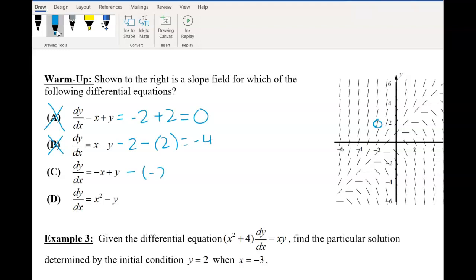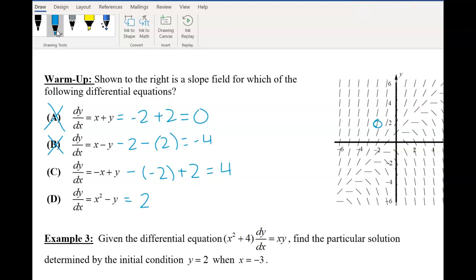Here we have a negative. That becomes 2. 2 plus 2 is... Okay, so now C is a potential choice. And then similarly in D, you have -2 squared, which is 4. 4 minus 2 is 2. So now I need a different point to help me figure that out.